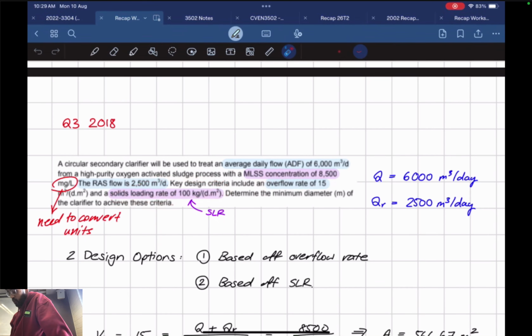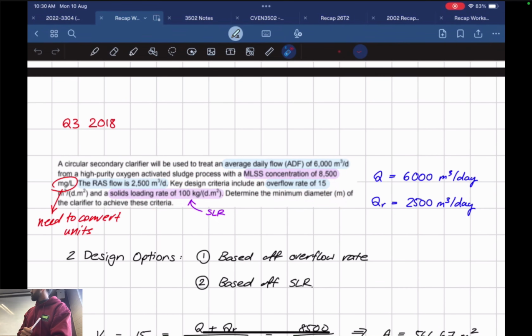We've got one for overflow rate and one for SLR, which is our solid loading rate. Determine the minimum diameter of the clarifier to achieve these criteria. So essentially what it's telling us to do is take a look at each scenario and figure out the diameter based off each one. Alright?